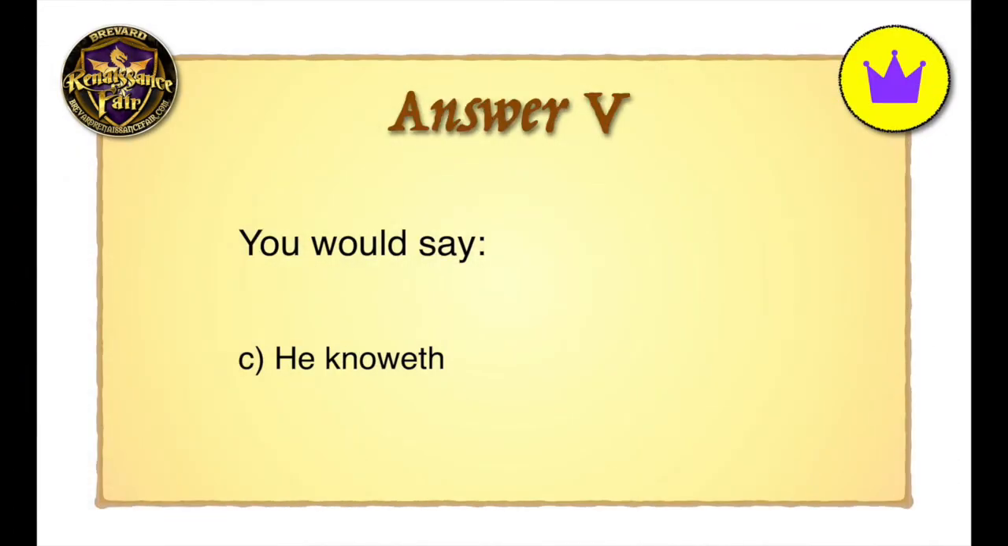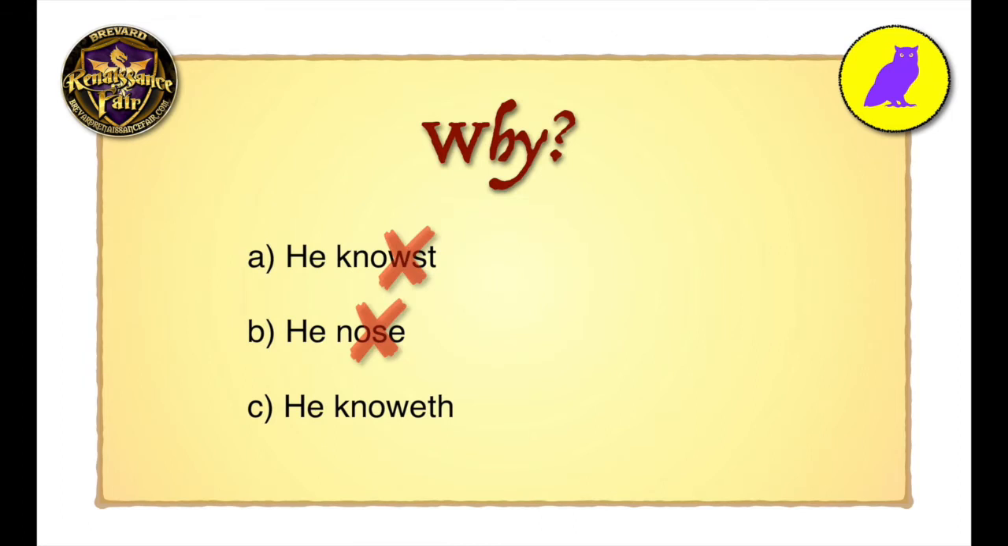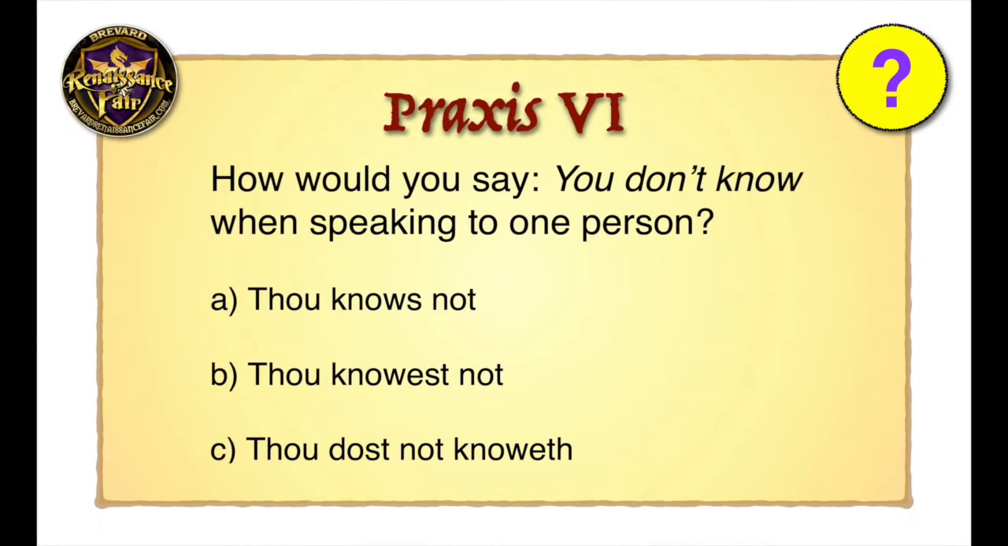The correct answer is C. He knoweth. Why? Knowst would be a shortened way of saying knowest if the pronoun was thou. Thou knowest. And sometimes if we're trying to fit it in the meter, say in Shakespeare, we might say thou knowst. But when the pronoun is he, then it's he knoweth. That third person singular. He. Remember? Heath? He knoweth.